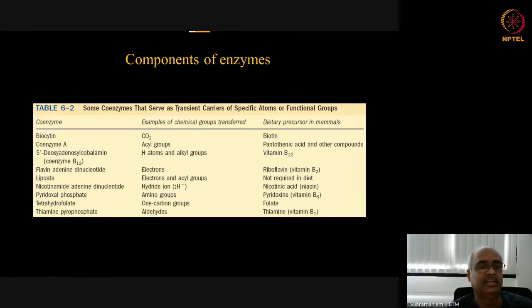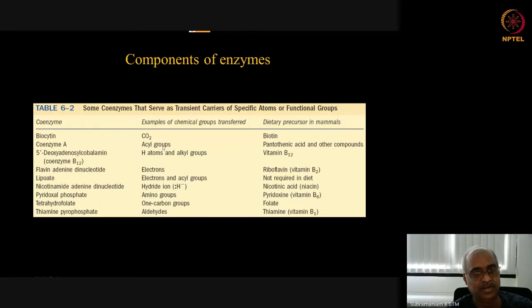Here is a list of coenzymes. This will become a lot clearer when we actually consider the individual reactions, but this table gives you a list. Biocytin, carbon dioxide transfer, biotin is the vitamin that functions as the coenzyme here. Pantothenic acid, another B complex vitamin, is present as coenzyme A. Pantothenic acid is part of coenzyme A, and that is involved in acyl group transfers.